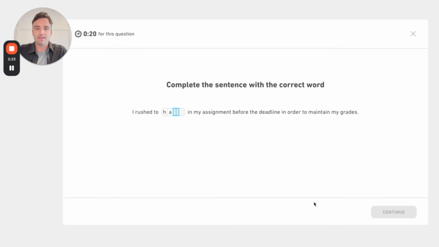Okay. I rush to hand in my assignment. So hand in is a phrasal verb. Some of these words might just be individual words. Some might be collocations. Some might be phrasal verbs like this. Okay, you can click continue or you can just let the timer run out. It's really your choice. If the timer runs out, your answer will still be submitted and it doesn't affect your score anyway.